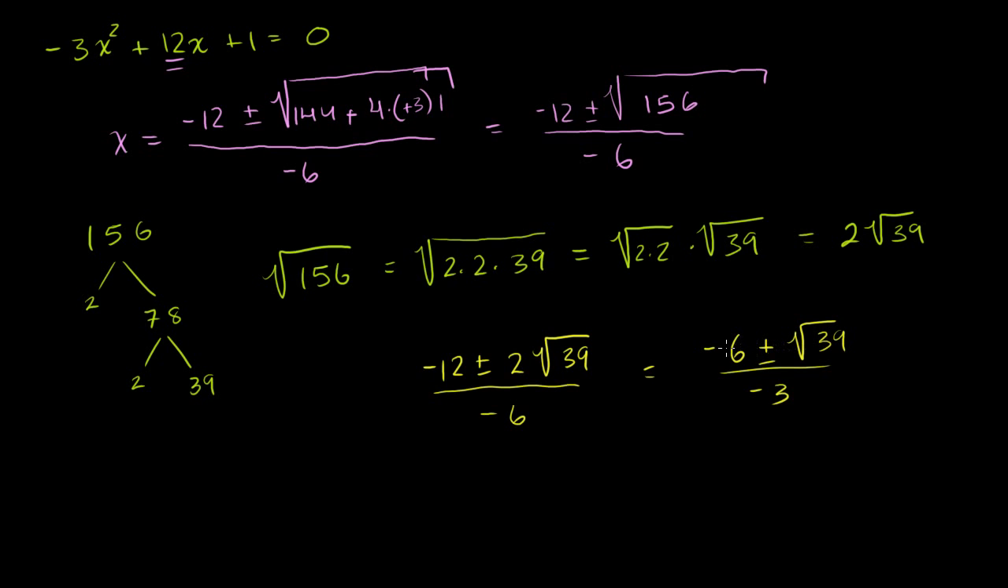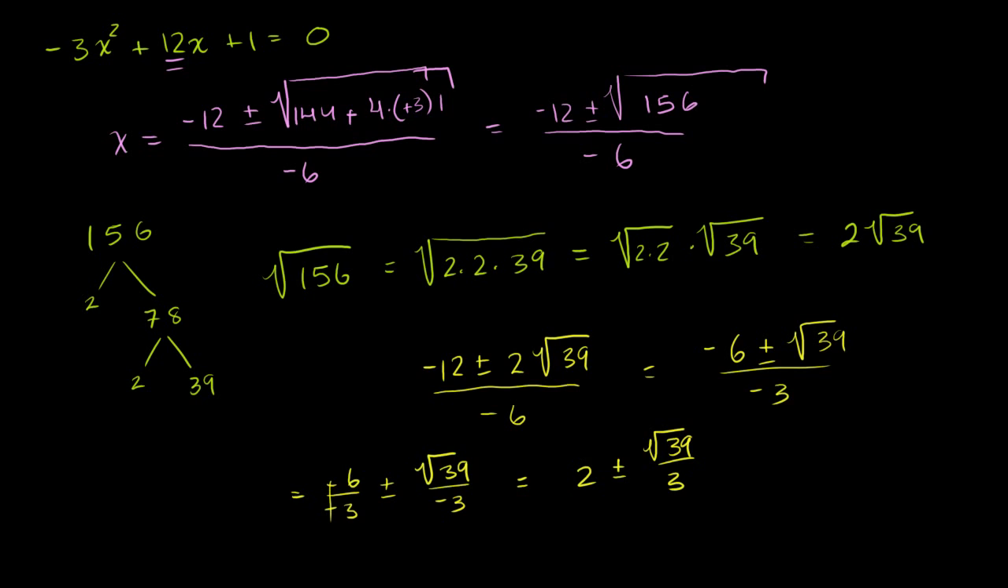Or we could separate these two terms out. We could say this is equal to negative 6 over negative 3 plus or minus the square root of 39 over negative 3. Now, this is just a 2 right here, right? These cancel out. 6 divided by 3 is 2. So we get 2. And now notice, if this is plus and we use this minus sign, the plus will become negative and the negative will become positive. But it still doesn't matter, right? We could say minus or plus, or that's the same thing as plus or minus the square root of 39 over 3. I think that's about as simple as we can get this answer.